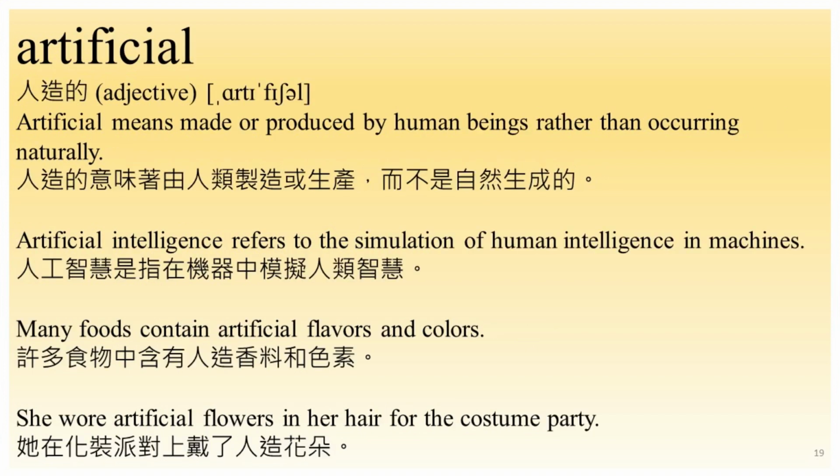Artificial. 人造的 Artificial means made or produced by human beings rather than occurring naturally. Artificial intelligence refers to the simulation of human intelligence in machines. Many foods contain artificial flavors and colors. She wore artificial flowers in her hair for the costume party.